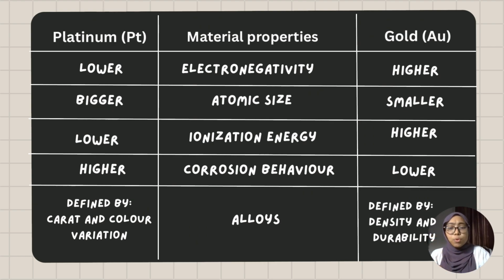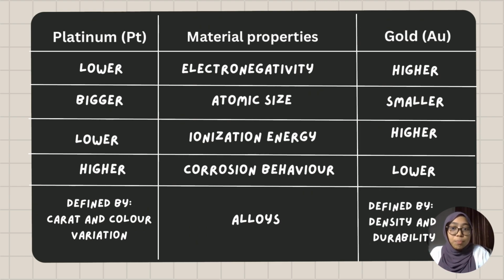Actually, both platinum and gold have high corrosion resistance, but since gold is technically more chemically inert in most environmental situations, platinum is higher in corrosion behavior because platinum can maintain stability in chemical reactions. Okay, so let's move to the alloys.